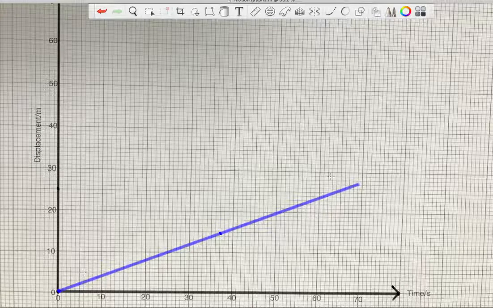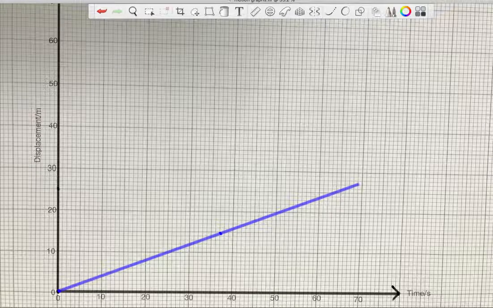Now what I'm doing there, of course, is what I'm saying is I have gone this far. Let's say I've gone 24 meters in 60 seconds. So that's 24, that's 60. The gradient of that line, which is the change in y over the change in x, in this case being the change in displacement divided by the change in time. The gradient of my displacement time graph is my velocity.